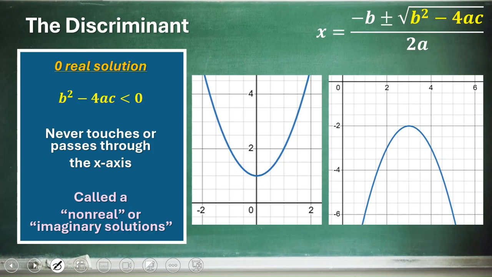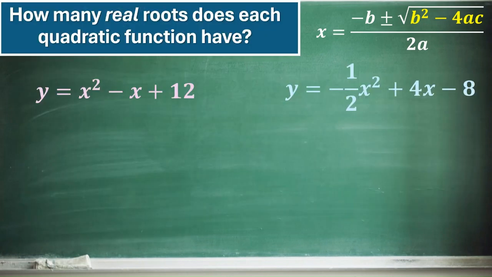And the reason these are called non-real solutions is because when the discriminant is less than 0, it creates a negative under the root bar, and it causes our graph to have imaginary roots, sometimes called non-real roots or imaginary solutions. So we're going to find how many real roots each quadratic function has using the discriminant.